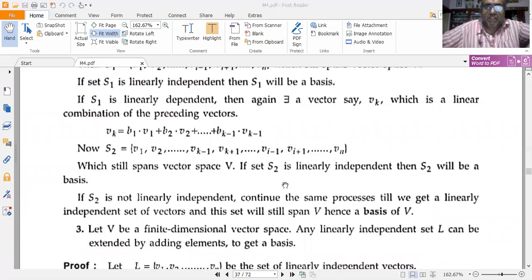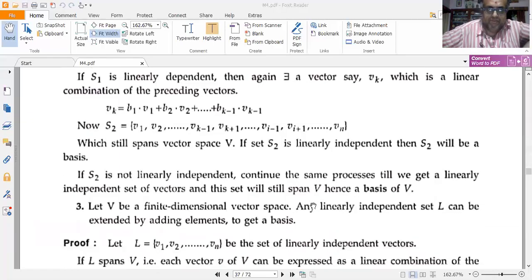So if S2 is linearly independent, then it will become a basis. Suppose S2 is not linearly independent, we continue the same process until we get a linearly independent set of vectors, which will then span V and hence would be a basis of V. So after we repeat this process, it would consist of an independent set of vectors, which will then span V and hence would become a basis of V. So this completes the proof of the second one.